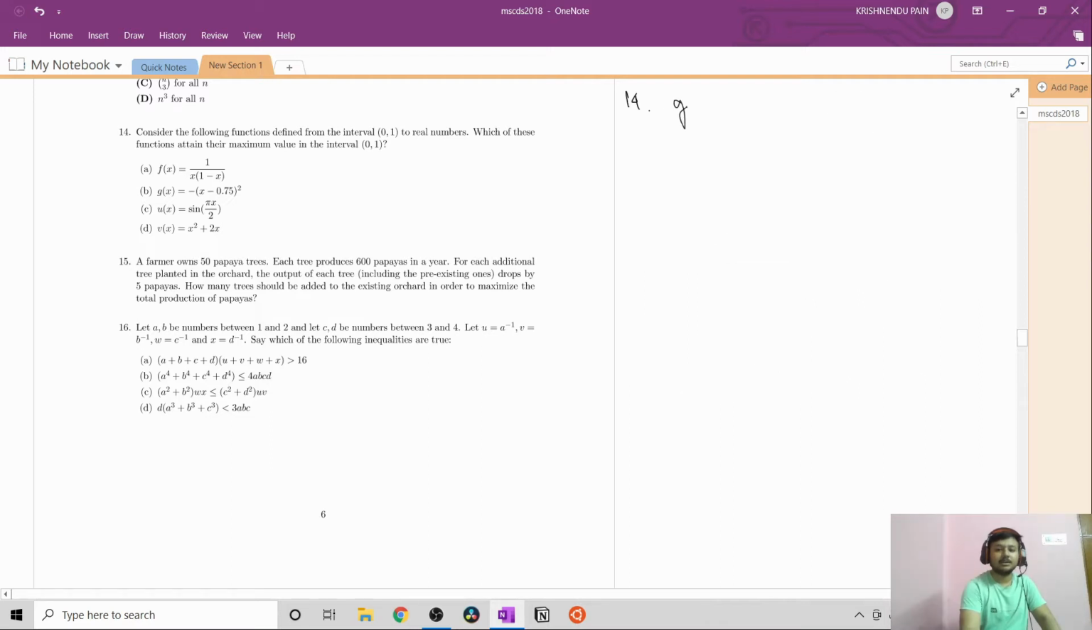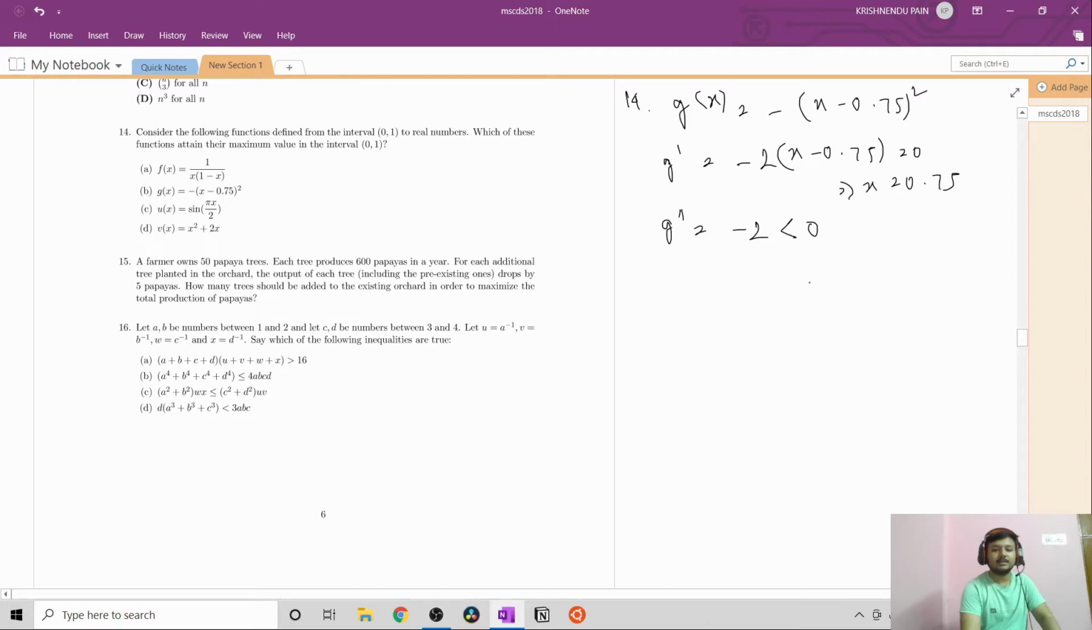For option B, given gx equal to minus x minus 0.75 whole square, differentiating, we get g dash x equal to minus 2 into x minus 0.75. Equating to 0, we get x equal to 0.75. g double dash is minus 2, less than 0. So at x equal to 0.75, g attains its maximum value and 0.75 lies in the open interval 0,1. So option B is correct.